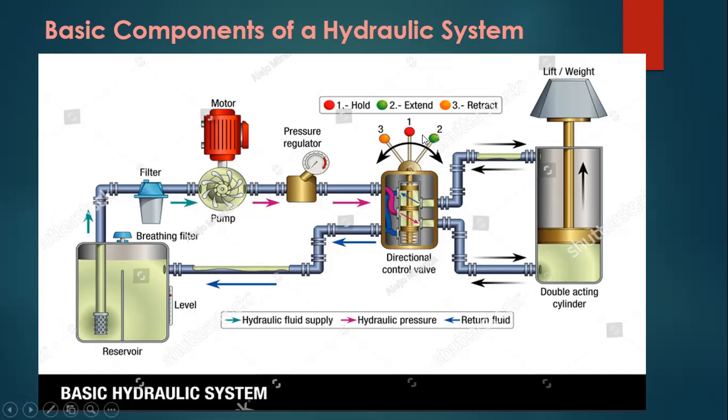As you can see, 1, 2, and 3. 1 is to hold, basically whatever is there. For example, this situation is what you want to hold. So you will put it in one position, so that whichever position this piston is in, it will remain in that position. If you want to either lower it or raise it, you'll use 2 and 3, extend or retract, right? And there is this return fluid going back to the reservoir again, right? So those are the basic components of a hydraulic system.